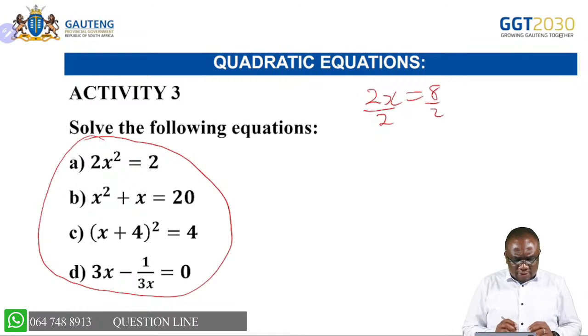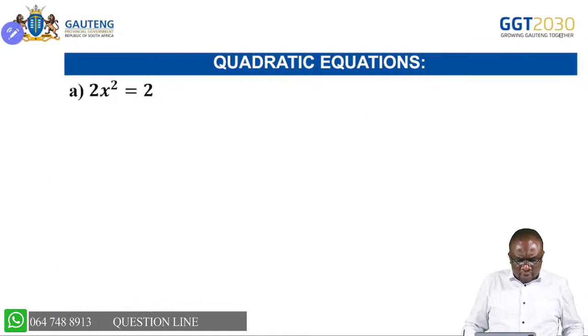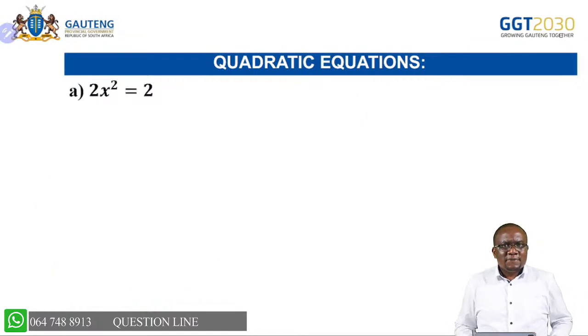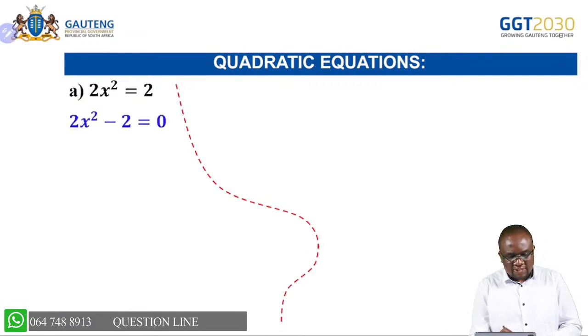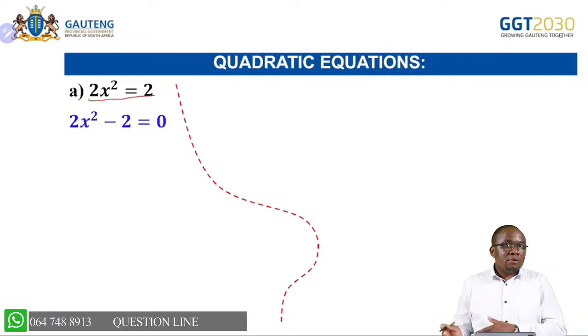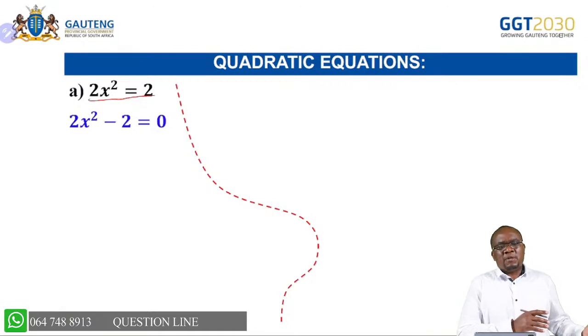Right, now let's go to A. What did you do, grade 10s? Did you put the 0 on one side? Well done, good. I know you did that. So 0 must go to the one side. You cannot solve an equation when it's like this. 0 must go and be alone. Okay? Everything else must go on the other side.